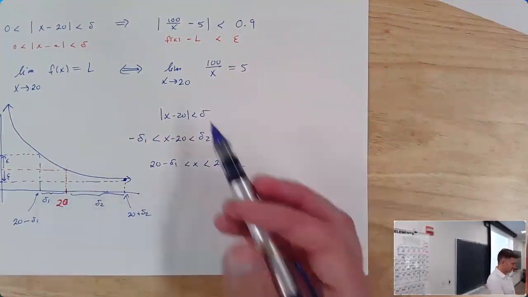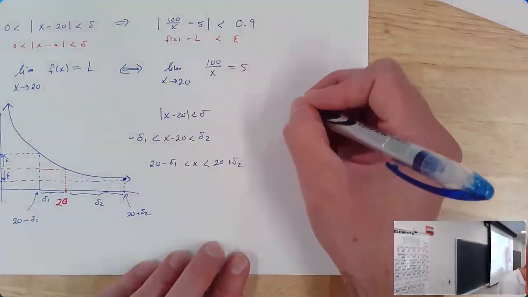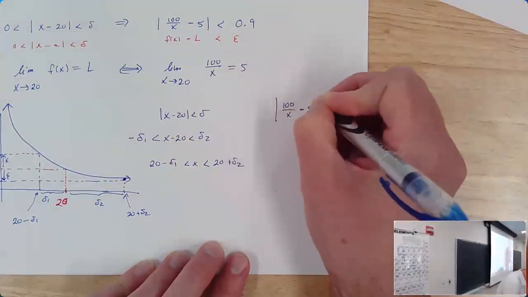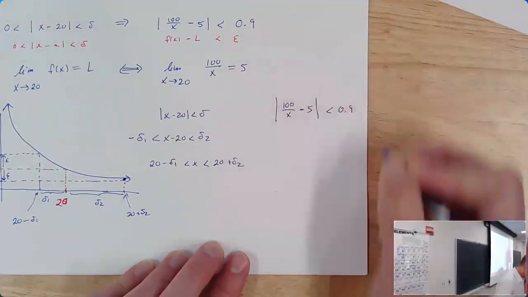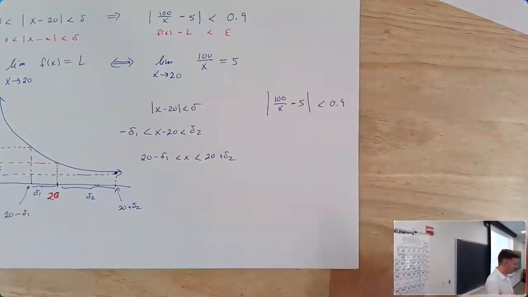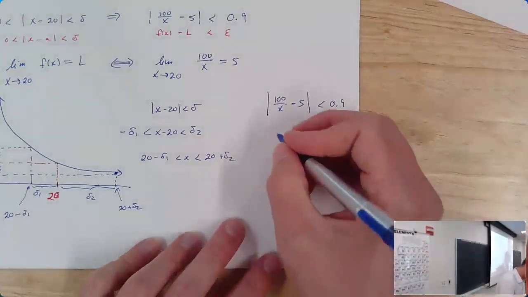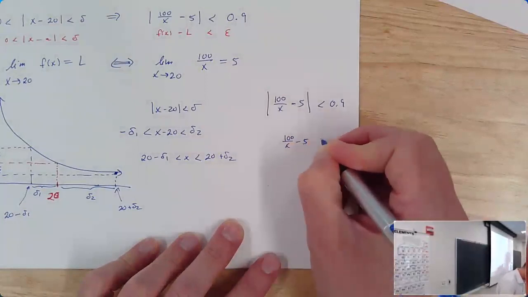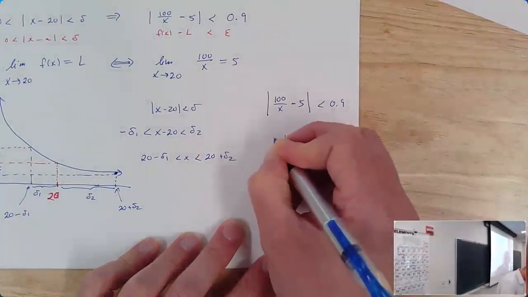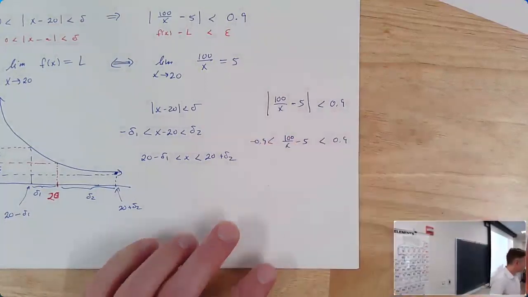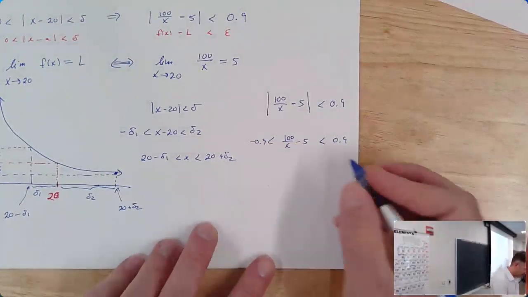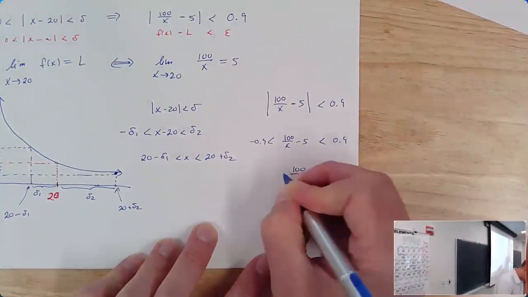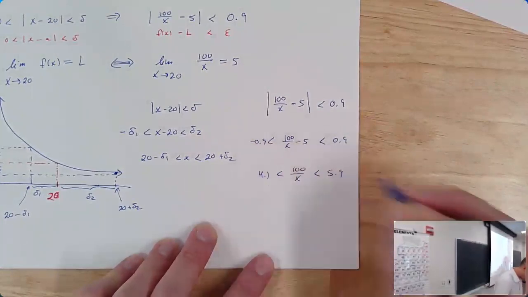And then we also have the inequality here. We have 100 over x minus 5 is less than 0.9. So we're going to work on that, and I probably need more room. It's all right. So I have 100 over x minus 5 is less than 0.9, bigger than negative 0.9. And then add 5 to everything. So 100 over x is less than 5.9 is bigger than 4.1.